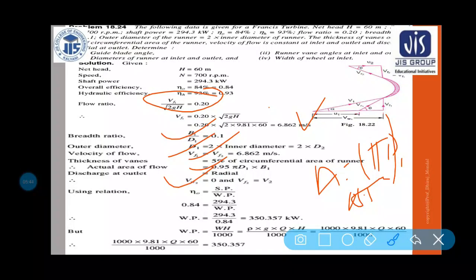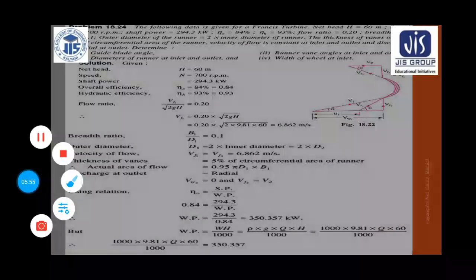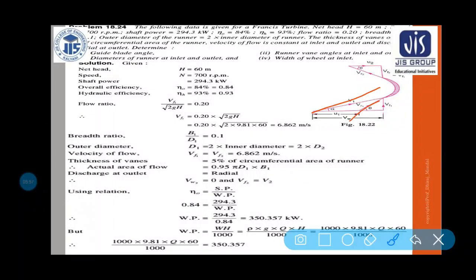Vw2 is equal to 0. Why is it 0? Because the flow is radial at outlet, so Vf2 is equal to V2. So from this velocity triangle, again we can discuss: this one is V1, this is Vr1, Vf1, Vw1, U1. As it is 90 degrees, it is Vf2 as well as V2, and this is U2, this one is Vr2, and this one is phi.